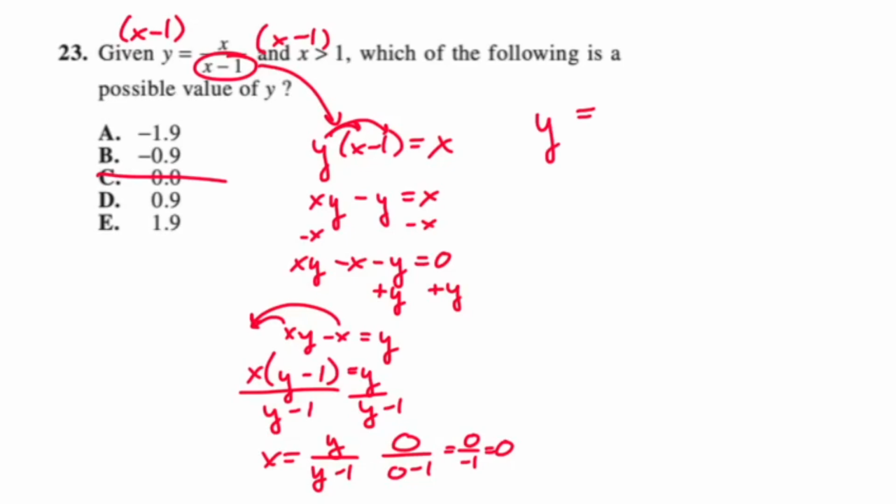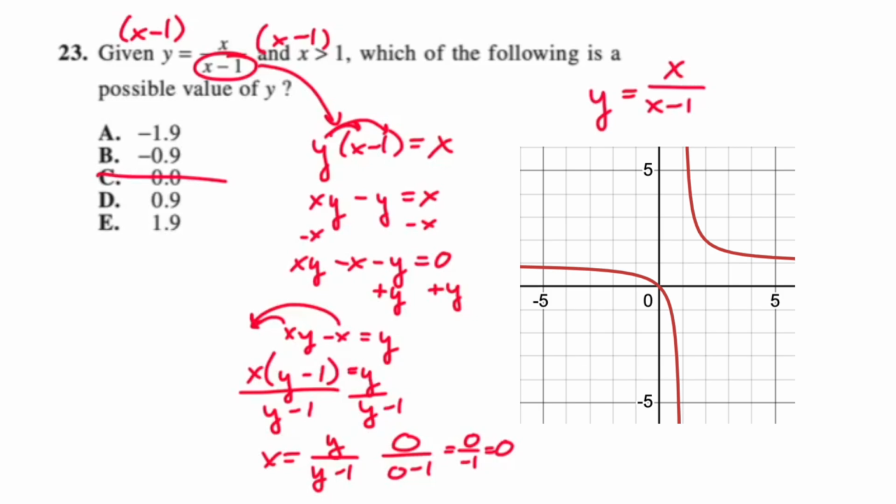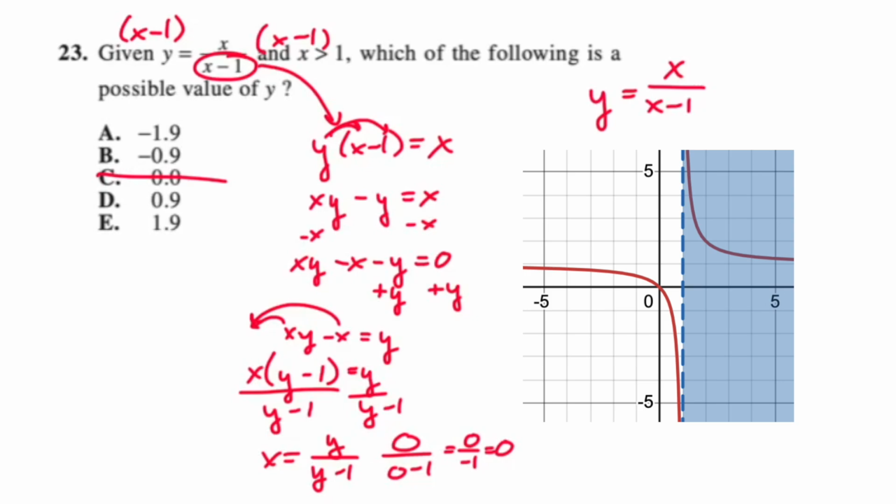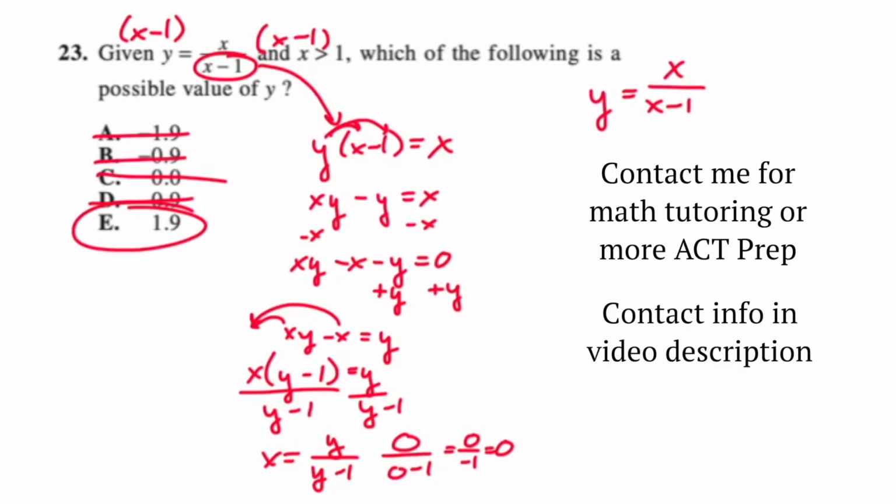is just to graph this. So the equation y equals x over x minus 1 looks like this. This is called a rational graph. And if we look at where x is greater than 1, that's basically just to the right side. And then it's asking, what is a possible value of y? So looking at the graph, you can see that the y value never gets lower than 1. So obviously it can't be A, B, we already saw it couldn't be C, D is still less than 1, and so the answer must be E.